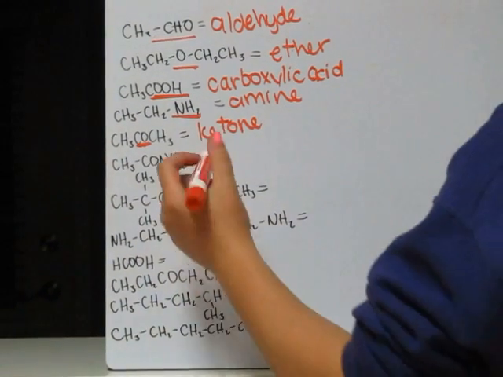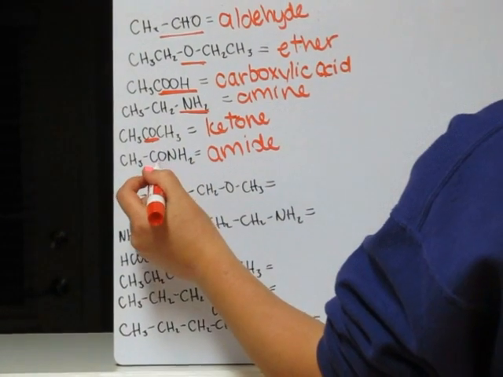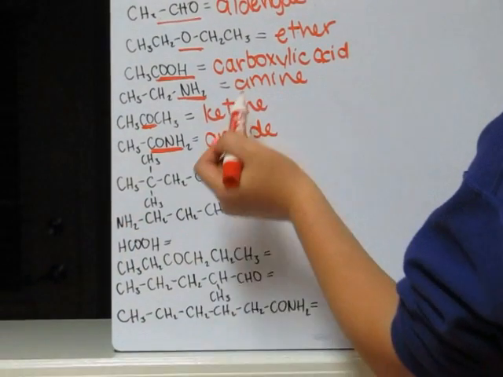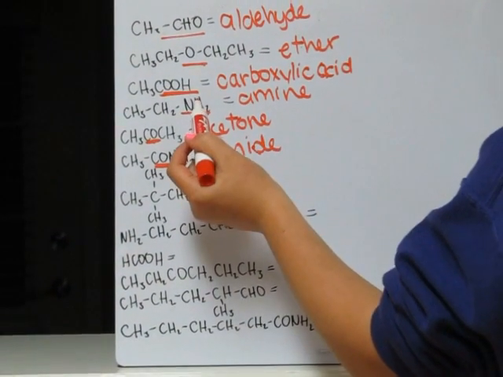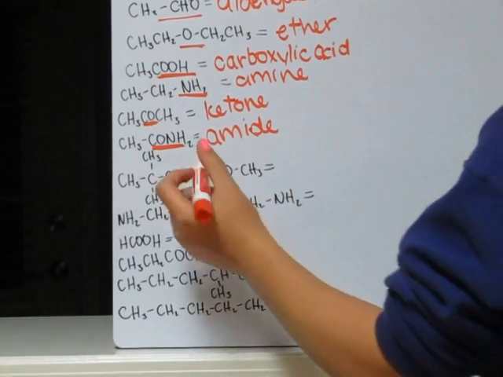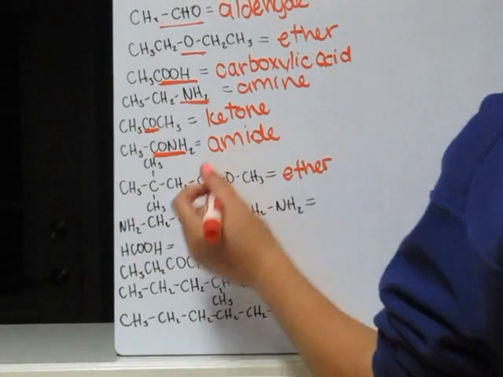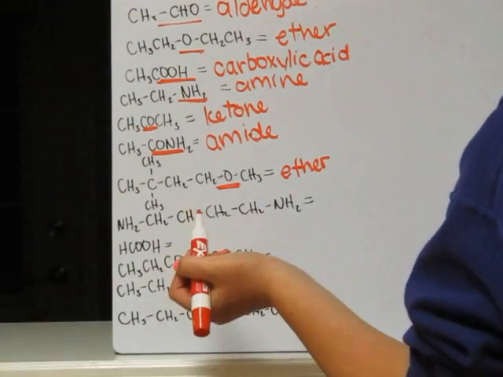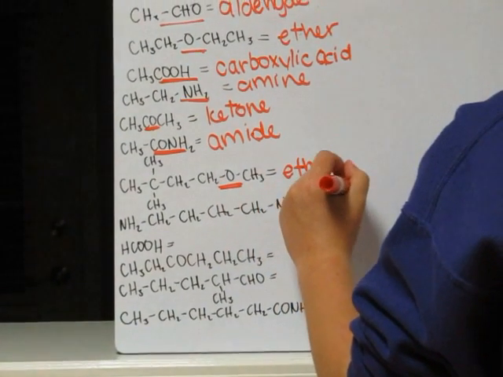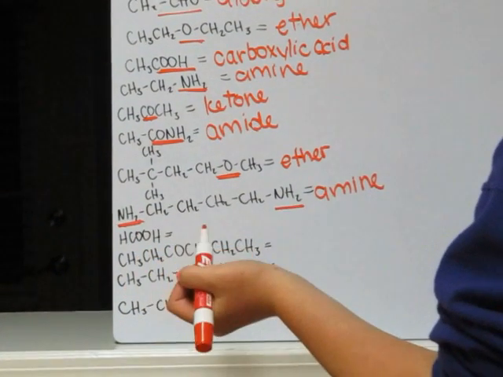Our next example is an amide because of the CONH2 right there. And to tell apart amine and amide, amine has just NH2, amide has CONH2. Our next example is an ether, and although it looks complicated, simply look for the oxygen connecting the carbons. The next example we have is an amine, and here we have two groups of NH2, still an amine.